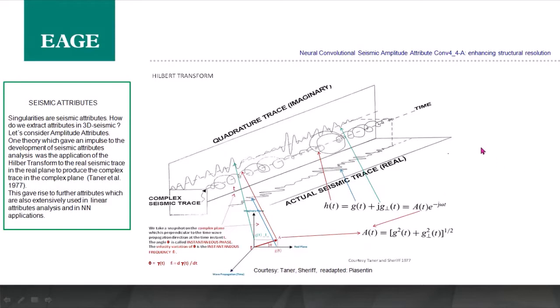This theory was introduced by Taner et al. in 1977. This gave rise to further attributes which are also extensively used in linear attribute analysis and in neural network applications.